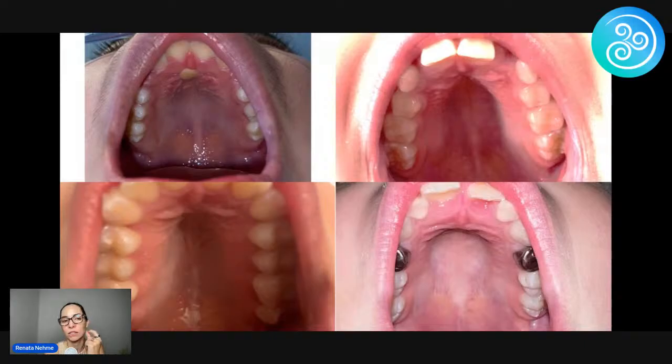Let's look for patients with that bubble palate or asymmetrical palate or V-shaped palate. This person on the lower left had palatal expansion done. So if you measure the distance between the molars in the back, that's usually what we check to see if they have enough room.